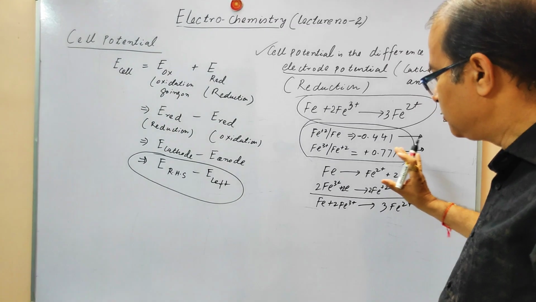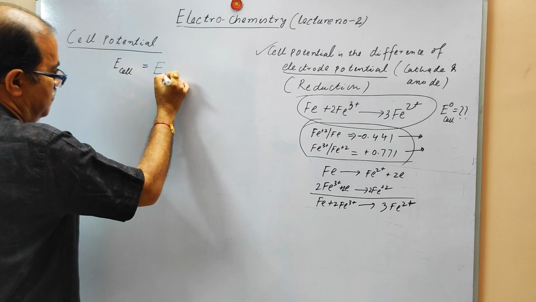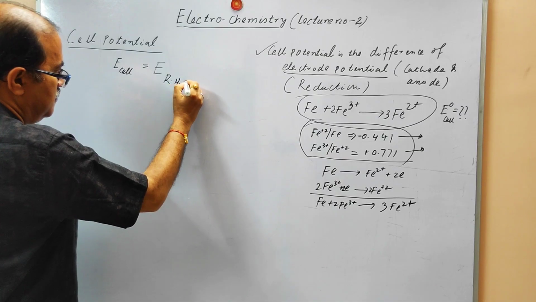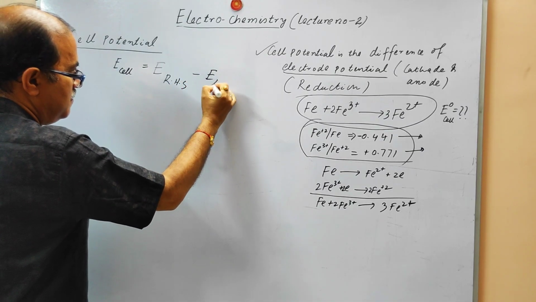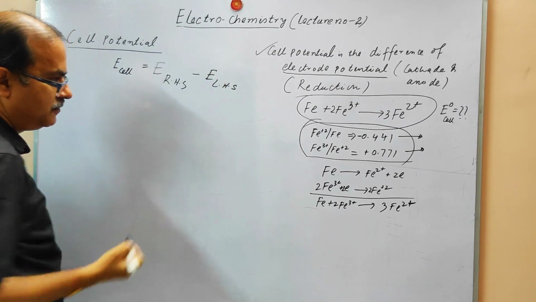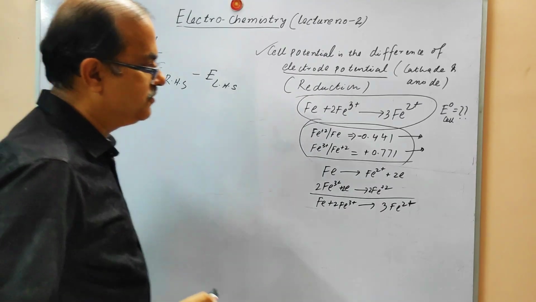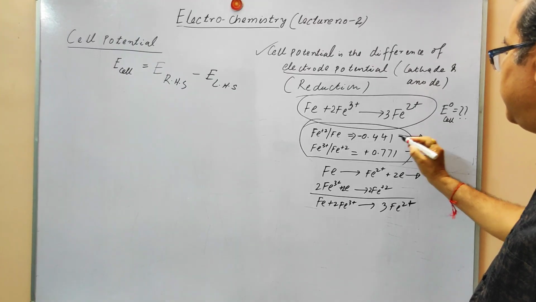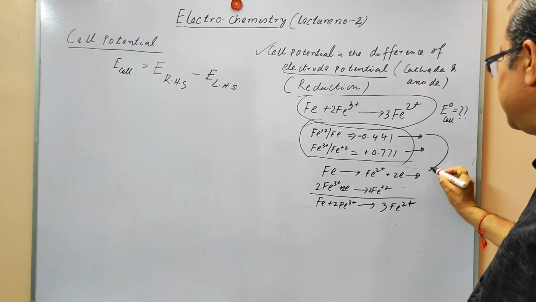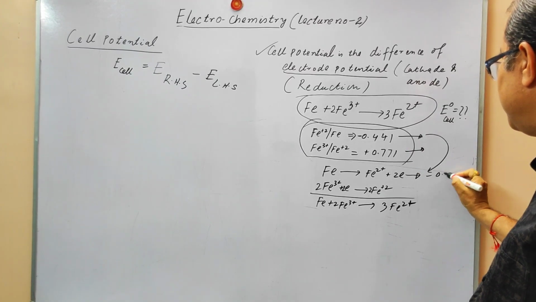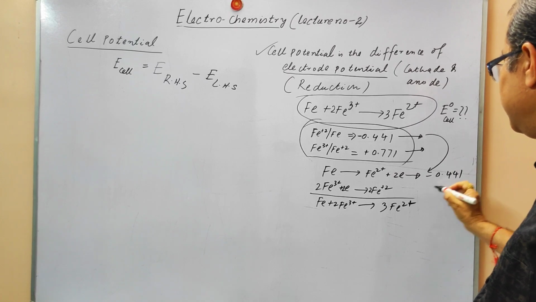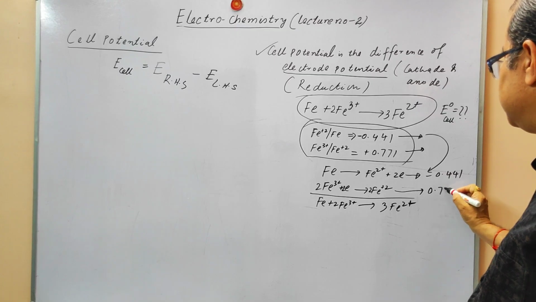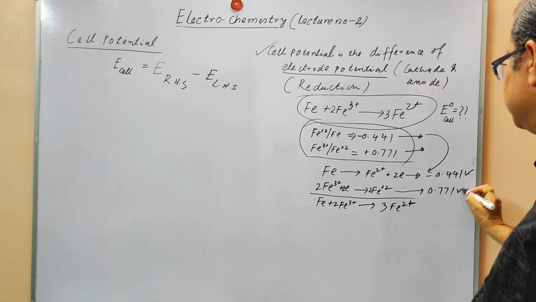Now you have to construct the cell potential. E cell equals E right-hand side minus E left-hand side. Here you can see this is the anode, and its electrode potential is given as minus 0.441. This is the cathode, and its electrode potential is given as 0.77 volt.